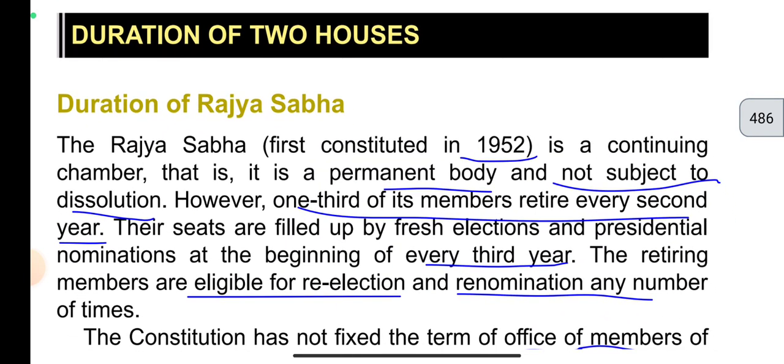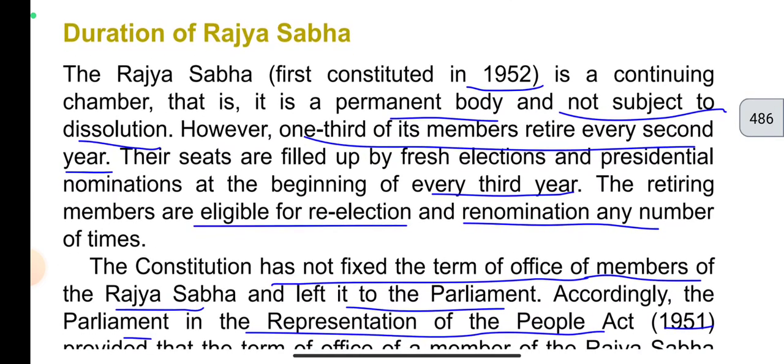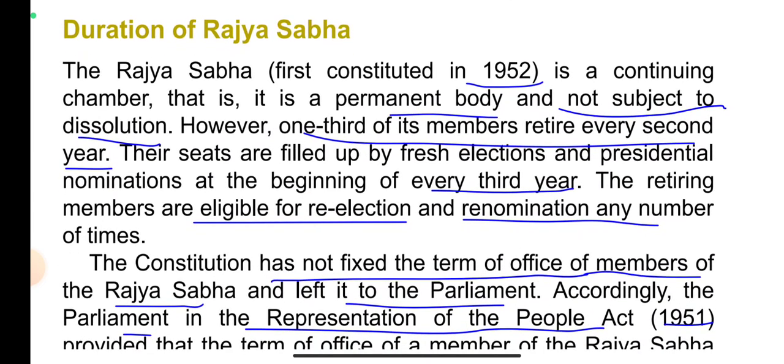Now, duration of two houses. Duration of Rajya Sabha. The Rajya Sabha, first constituted in 1952, is a continuing chamber, that is, it is a permanent body and not subject to dissolution. However, 1/3 of its members retire every second year. Their seats are filled up by fresh elections and presidential nominations at the beginning of every third year. The retiring members are eligible for re-election and re-nomination any number of times.